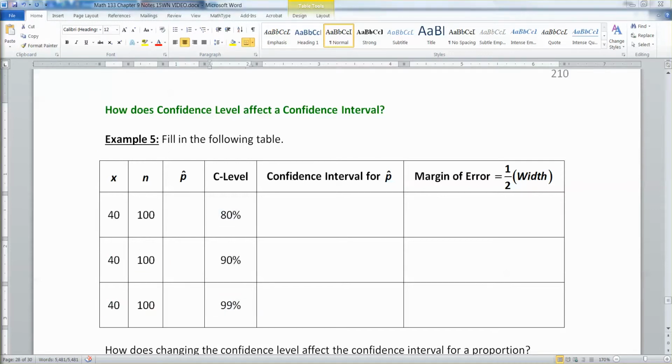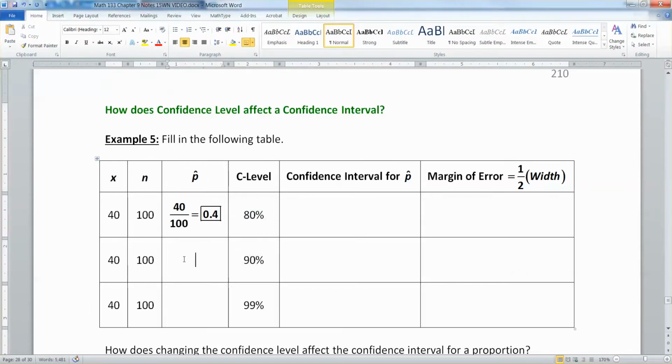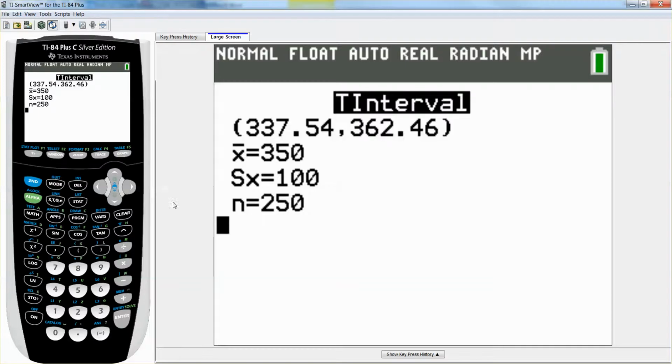Okay, so we already know what p hat's going to be. P hat is x over n. So that's going to be 40 over 100 all the way along. 40 over 100, 40 over 100, it's 0.4 every time. So that's not changing. What is going to change is our confidence level. So let's see what happens to our intervals.